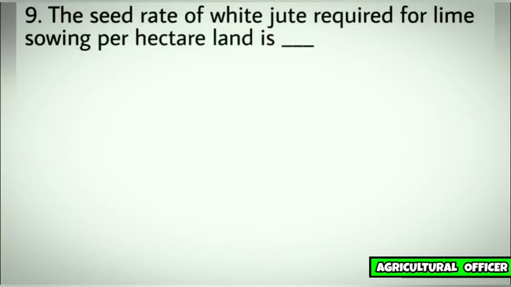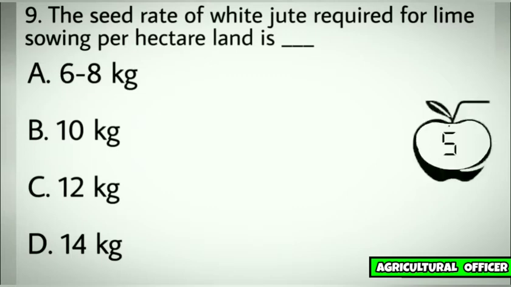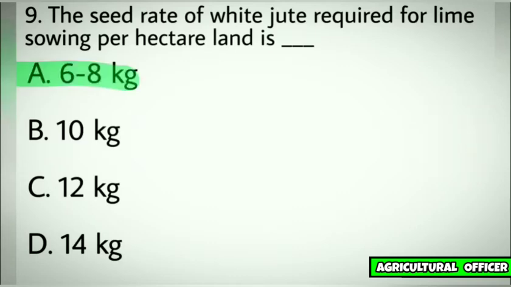Question number 9. The seed rate of white jute required for line sowing per hectare land is dash. Options: A. 6 to 8 kg, B. 10 kg, C. 12 kg, D. 14 kg. Correct answer: A. 6 to 8 kg.